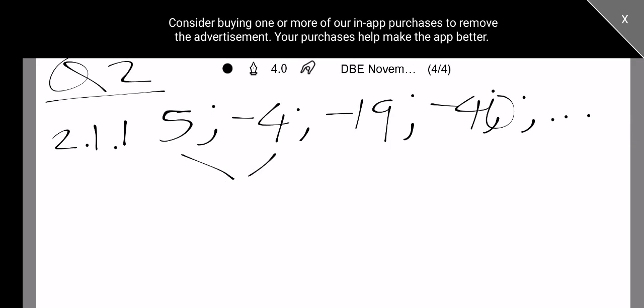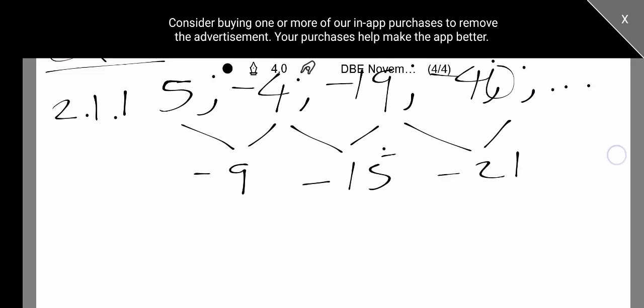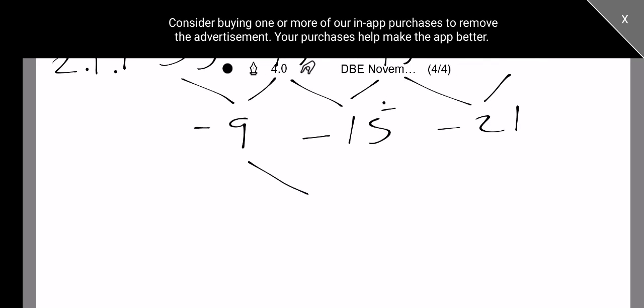Remember, these are arithmetic sequences, so it's going to be -4 minus 5, it's -9. -19 minus -4, the sign is going to change into positive, it's going to be -15. -40 minus -19, it's going to be -21. This is the first difference.